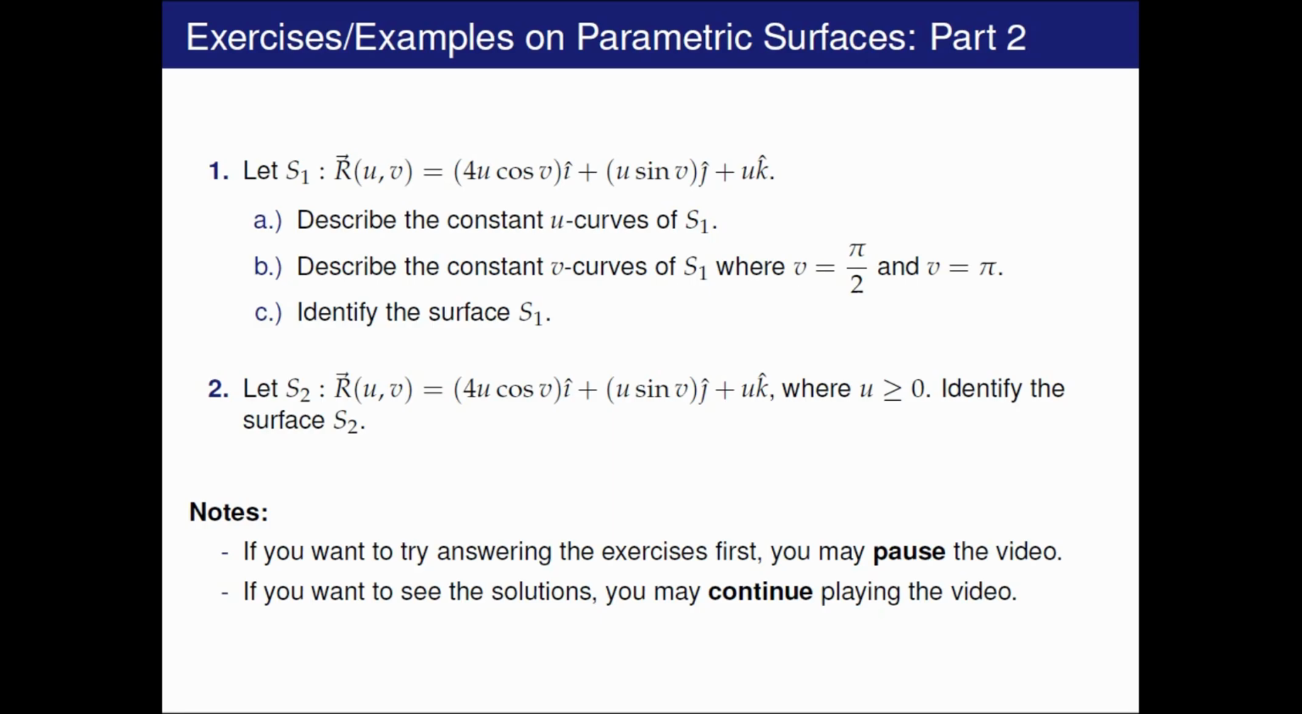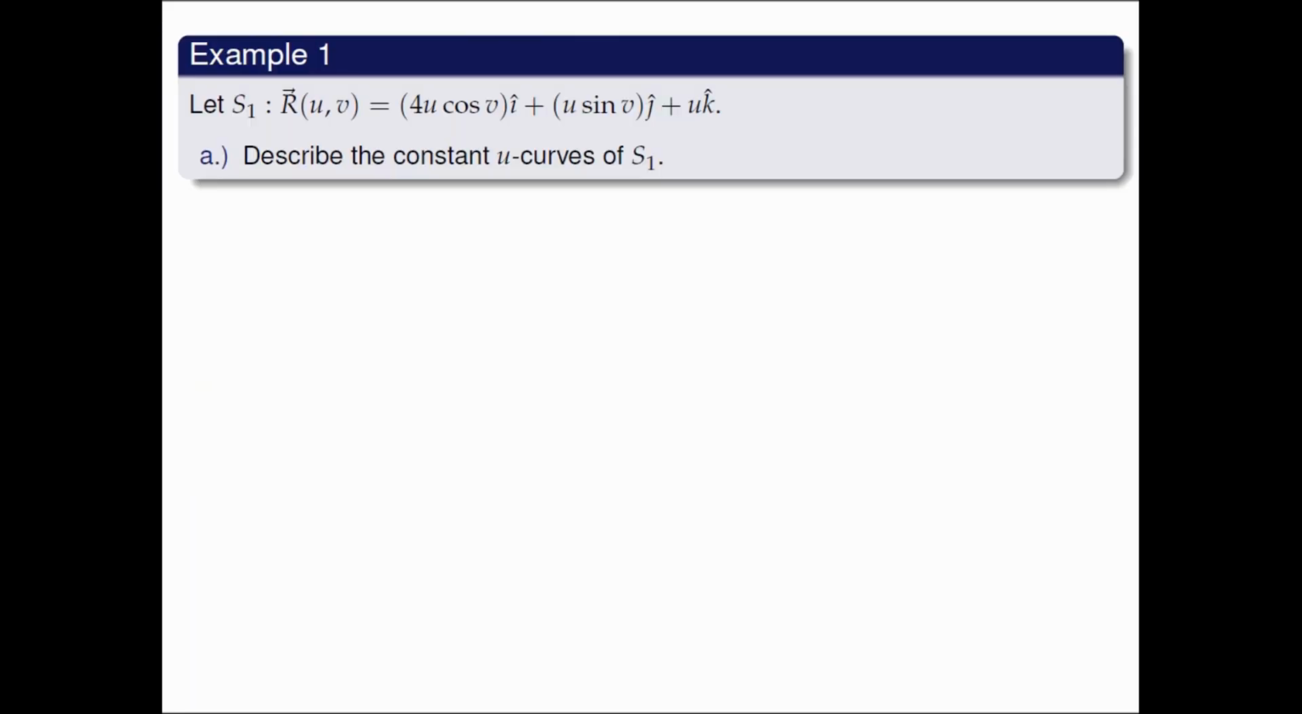Let's now discuss the first item. Kung medyo mahina, pwedeng pakilakas lang ng konti yung volume. Let S1 be the surface parameterized by the vector function r(u, v) equals u cosine v i hat plus u sine v j hat plus u k hat. For letter A, describe the constant u curves of S1.